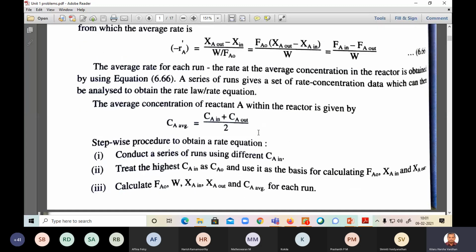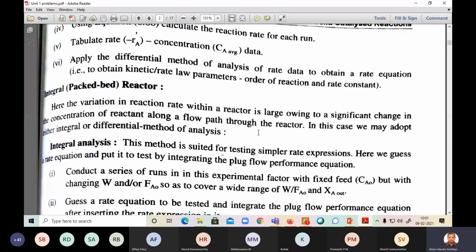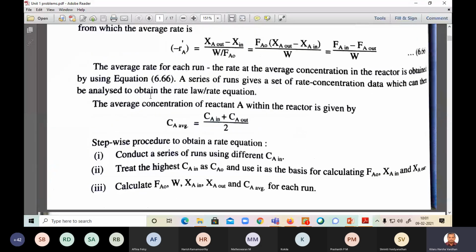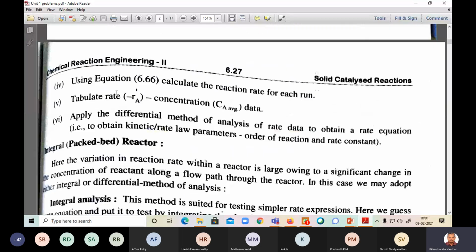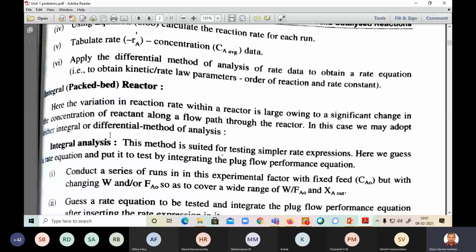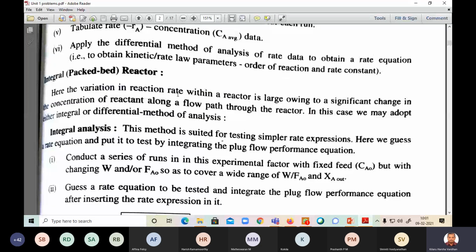Next, we see the packed bed reactor or integral reactor. This is also a packed bed reactor. A packed bed reactor is a form of plug flow reactor only, right? Some mixing will be there, am I right? Because of the intermediate going up and down. So here, in the integral reactor, we assume that the variation in the reaction rates will be along the length of the reactor, owing to a significant change in the concentration of the reactant.